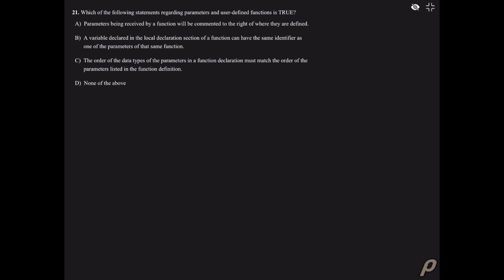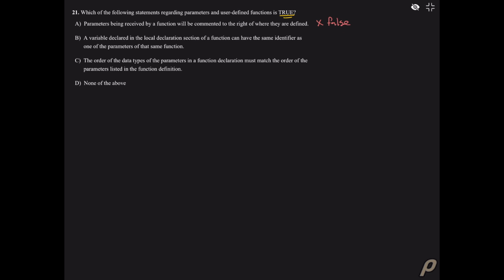So it's asking us which one is true. Keyword true, of course. So the first one says, answer option A states that parameters being received by a function will be commented to the right of where they're defined. So this is just simply a course standards question. And if you remember your course standards, this is false. This actually is false. And why is this false?